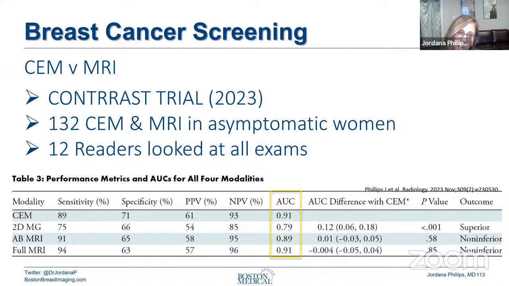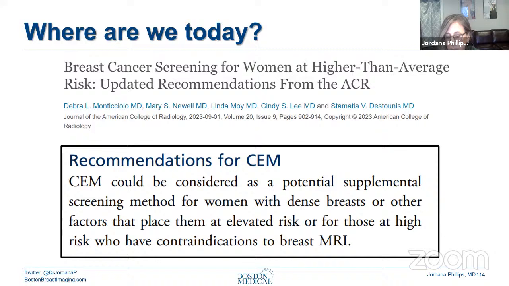Unfortunately, as I mentioned before, we don't have enough data yet to really embrace this fully for breast cancer screening. Certainly the organizations that guide us have not done so. Where we're at for screening is the ACR has acknowledged that CEM has value, but that there's limited data. And so it's really only recommending it when MRI cannot be performed. I imagine this will change over time, but this is where we stand today.